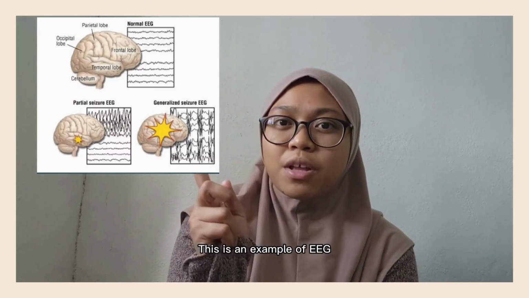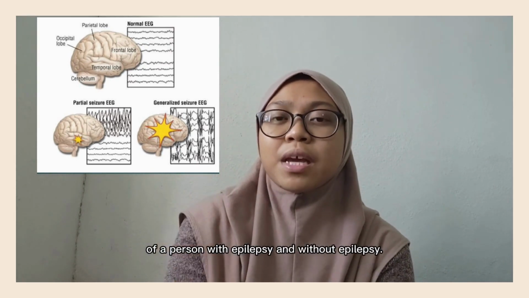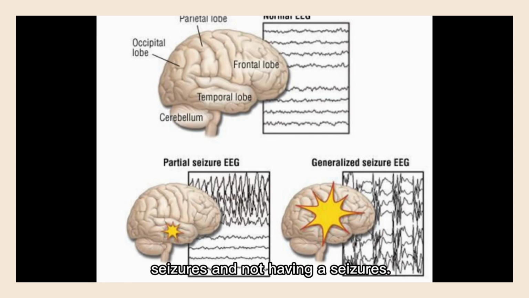This is an example of an EEG of a person with epilepsy and without epilepsy. Here, we can see the differences between the electrical activity in someone who has seizures and someone who does not. Because generalized seizures affect the whole brain, the brain's electrical activity spikes the same in both halves of the brain, while a partial seizure only occurs in one part of the brain, so the spikes between the halves are different from each other.